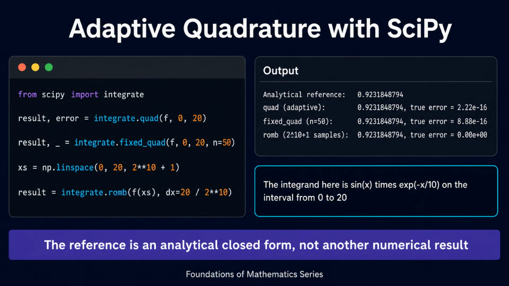The adaptive routine quad returns that value with a true error of 2.22 times 10 to the -16. Fixed-order Gauss-Legendre quadrature with 50 nodes gives 8.88 times 10 to the -16. Romberg integration on 2 to the 10th plus 1 equally spaced samples returns 0 error at printed precision. All three are essentially at machine precision.